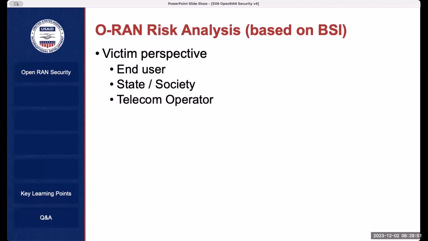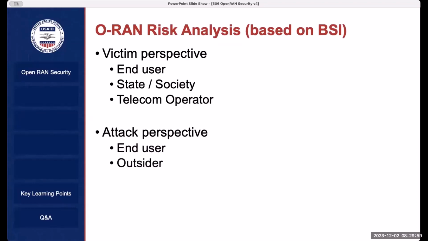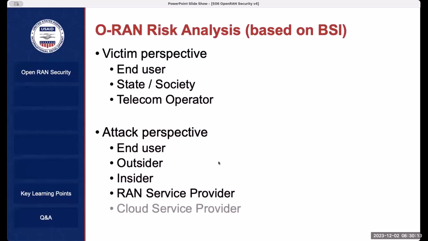And we would also be factoring in who's going to attack us. Is it the end user that's using our mobile device? Is it an outsider from the organization? Or it could be combined: an outsider pretending to be an end user by getting a SIM card or access to our infrastructure. Could be an insider. It could also be a RAN service provider, or a cloud service provider.